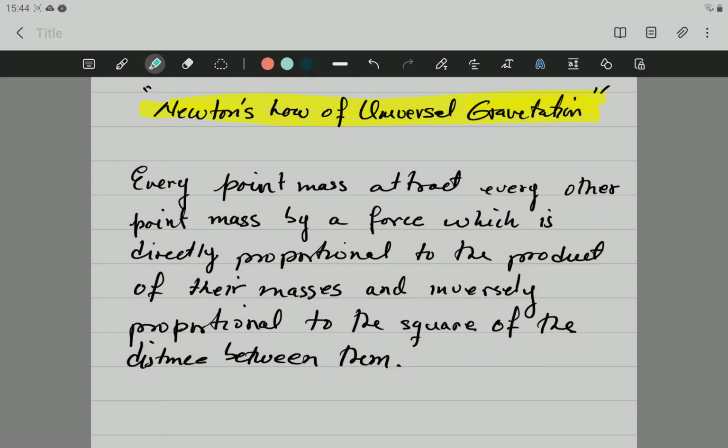Hello, grade 11, Mr. G here, and in this video we are going to be talking about Newton's law of universal gravitation. Okay, so let's start by stating the law.